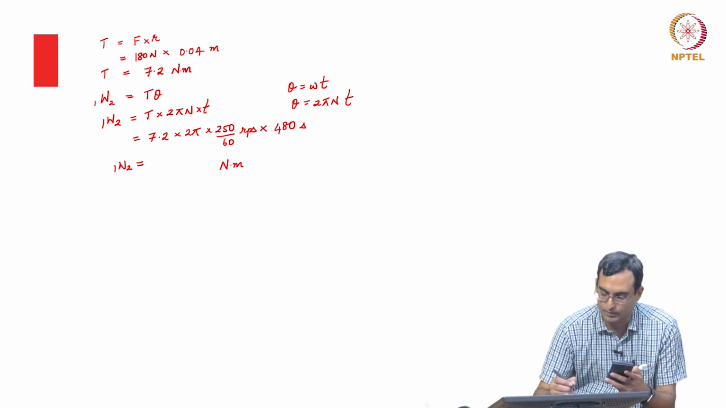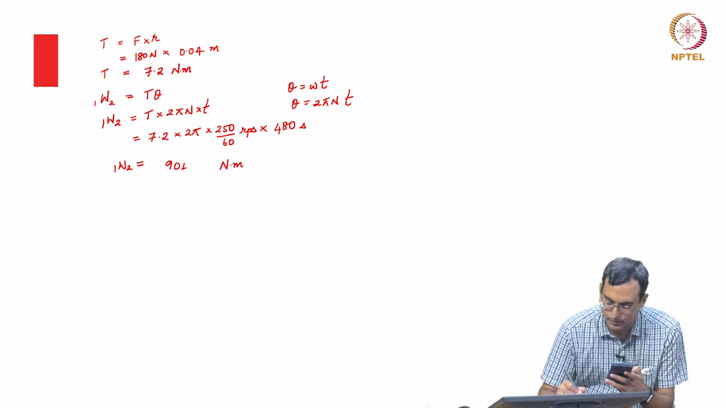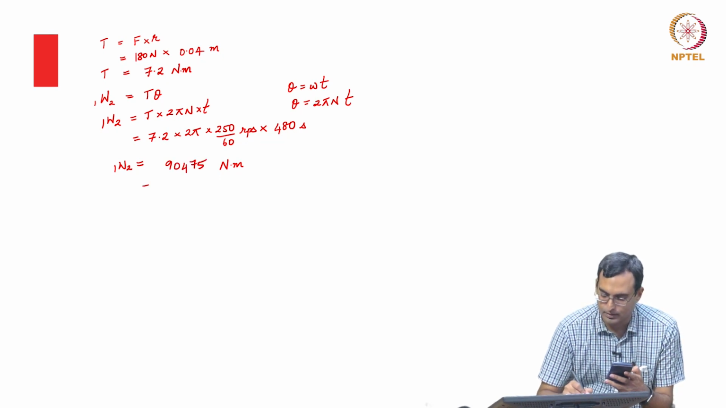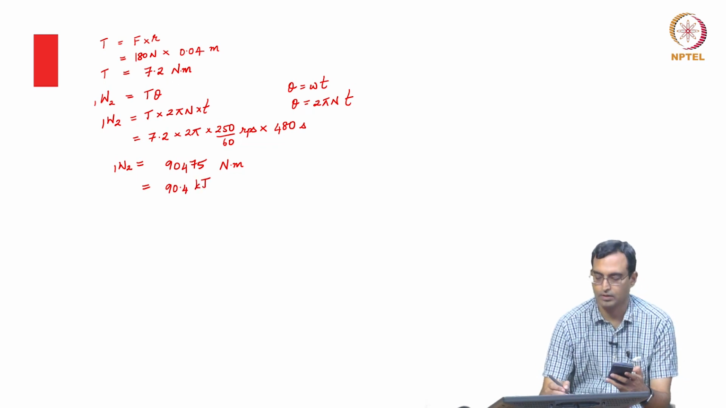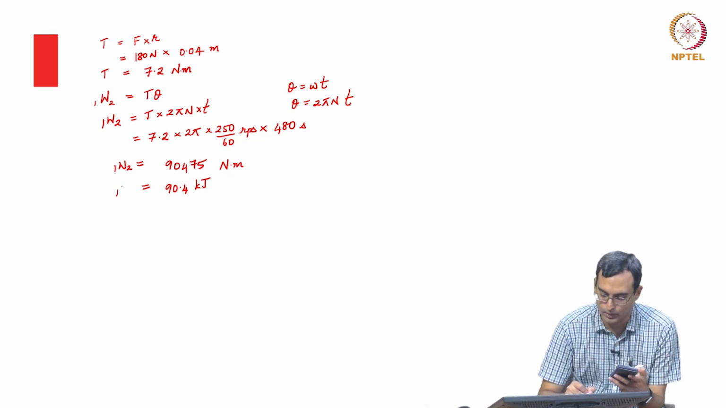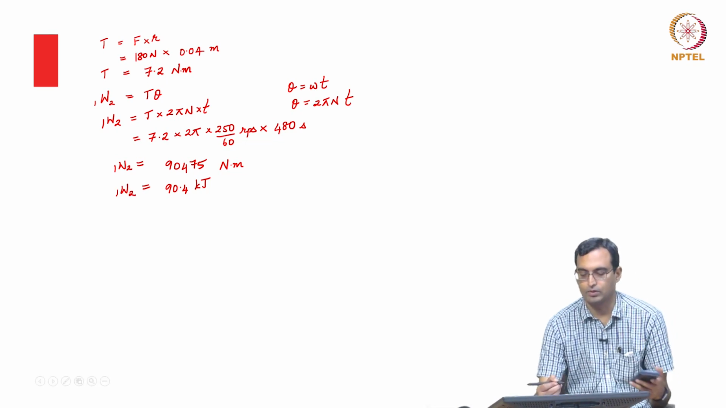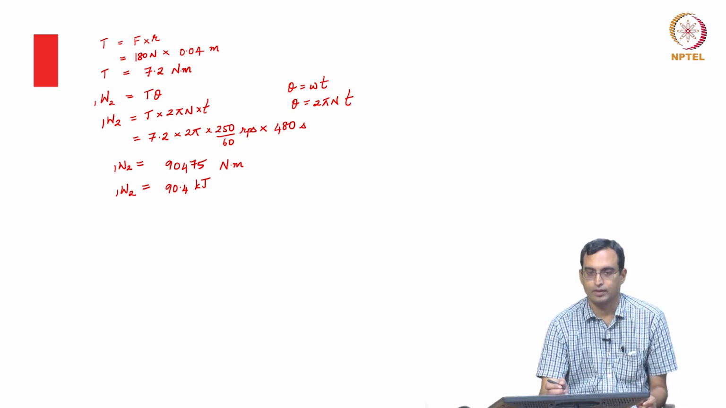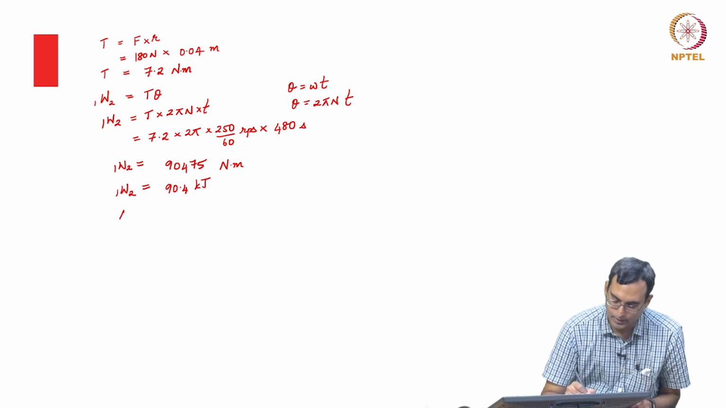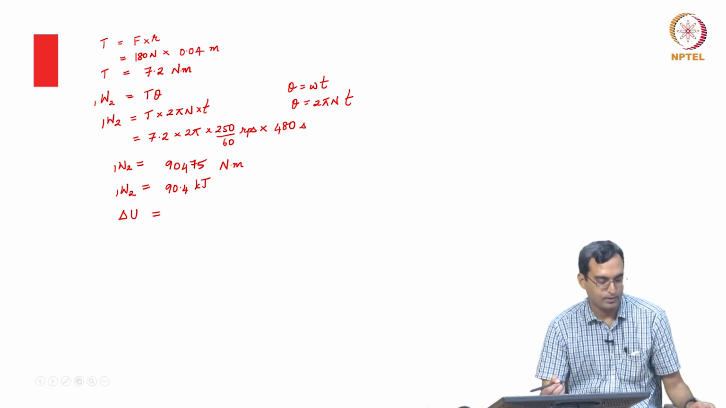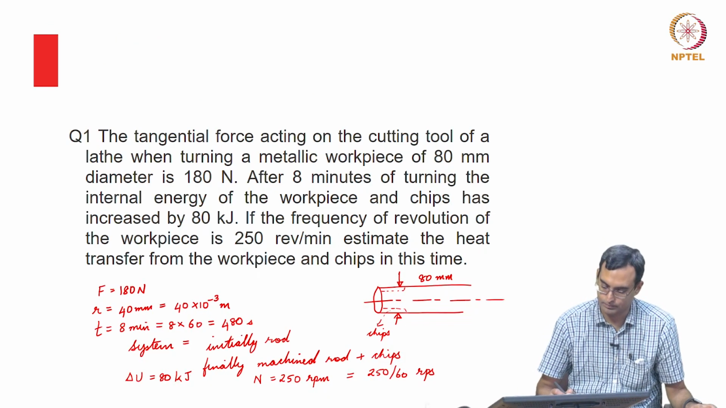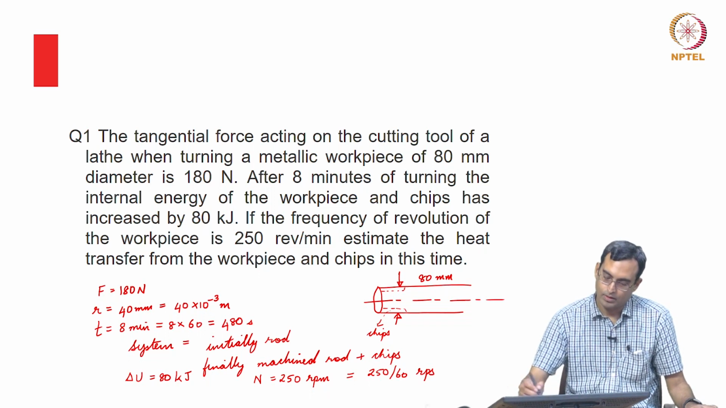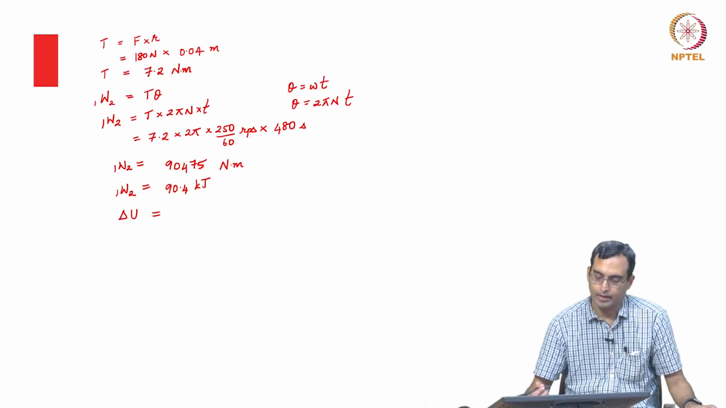Which gives me a value of 90,475. So that's 90.4 kilojoule. A newton meter is a joule when you are talking about work. So that's 90,000 joules, which is 90.4 kilojoule. So this is the amount of work interaction which is there. I was already given the change in internal energy, which we wrote here as 80 kilojoule. What we see is internal energy increased by 80 kilojoule.